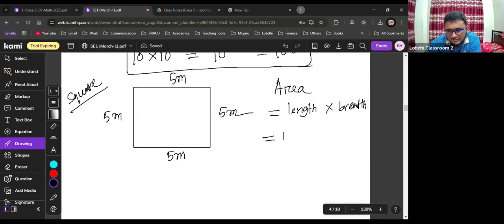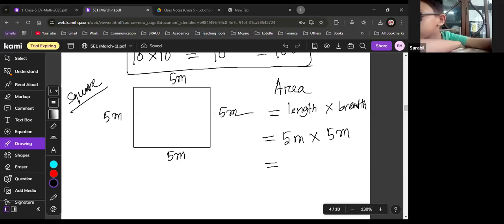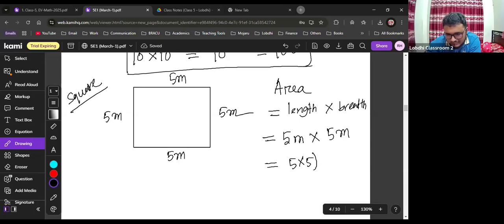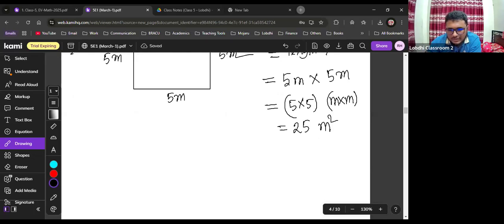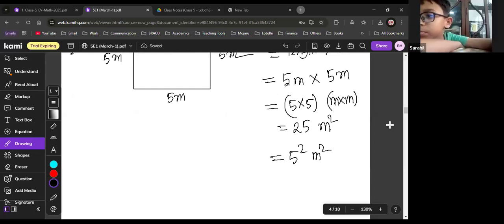So now we can find the area. Area will be 5 meter multiplied by 5 meter. And we have already understood that we can separate this: 5 multiplied by 5, and meter multiplied by meter. So 5 multiplied by 5 is 25, and meter multiplied by meter is meter square, or square meter, whatever you tell. And we can also write it like this, 5 square, meter square. Can we write like this? Yes, sir. Everyone got it?